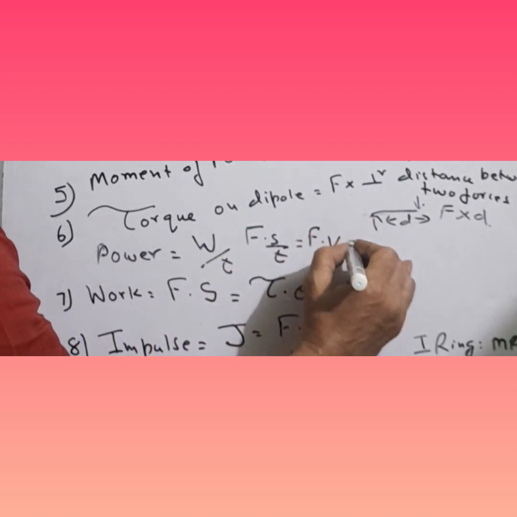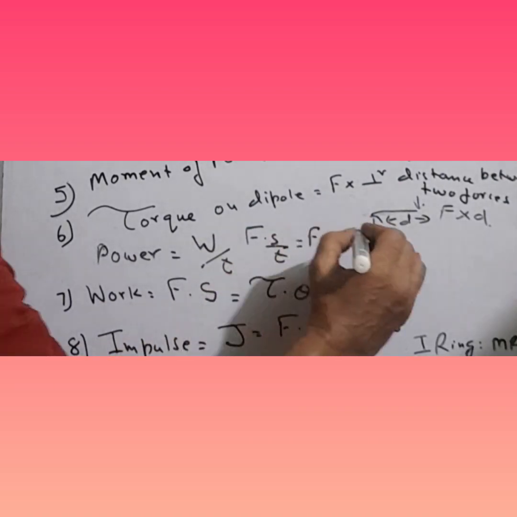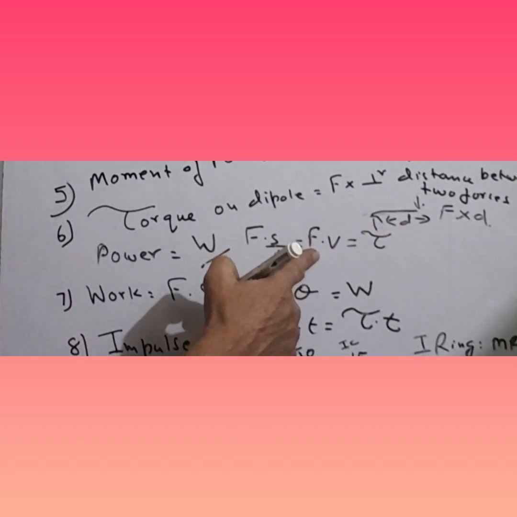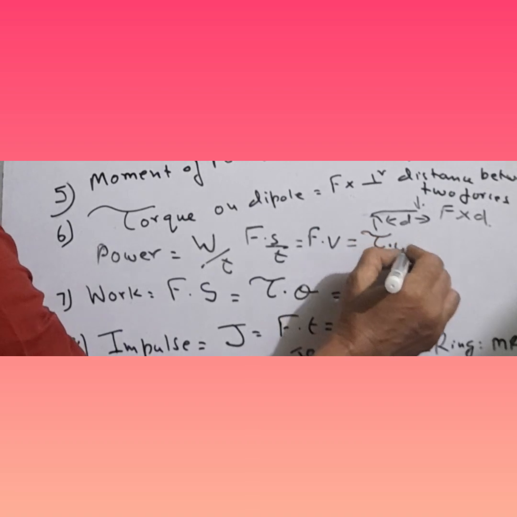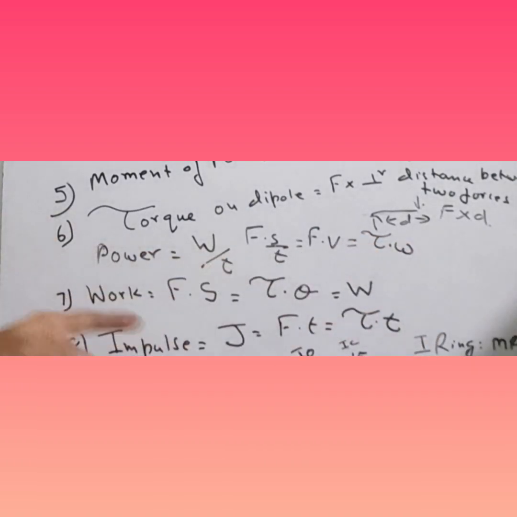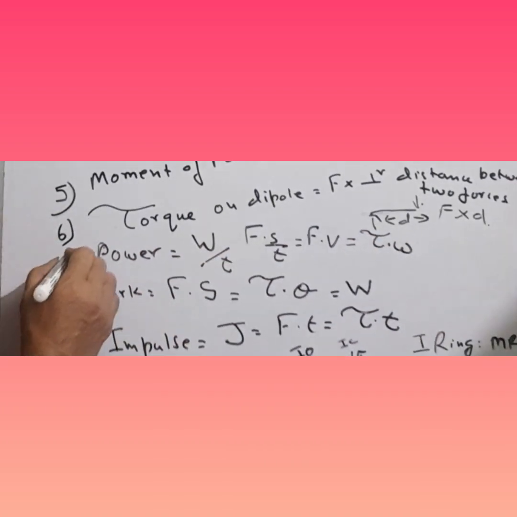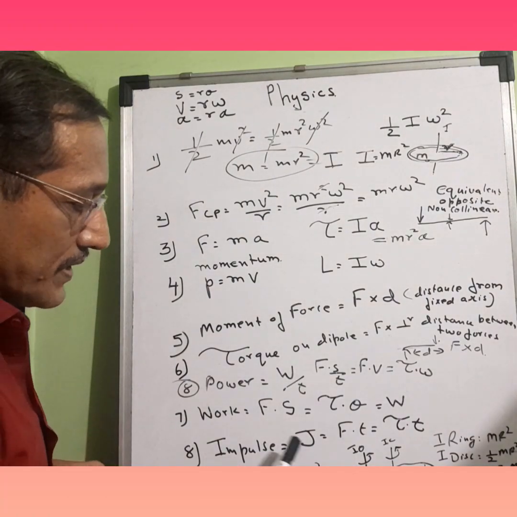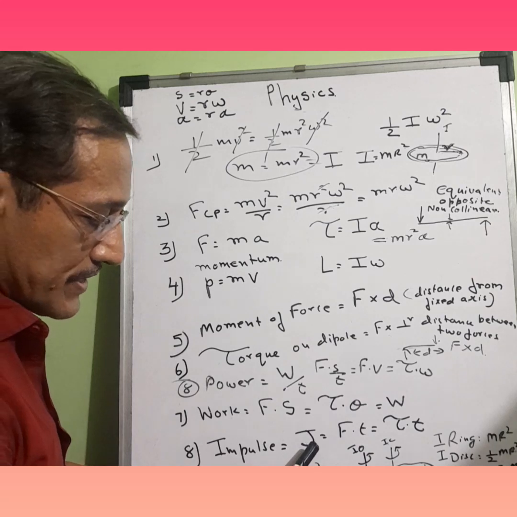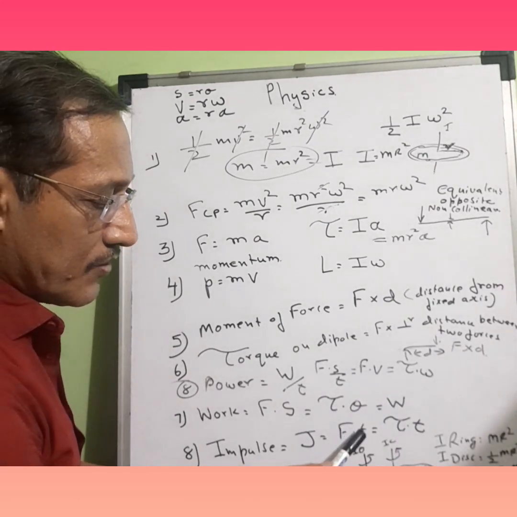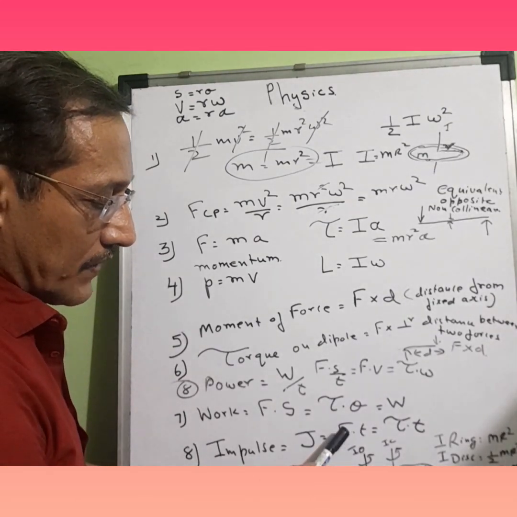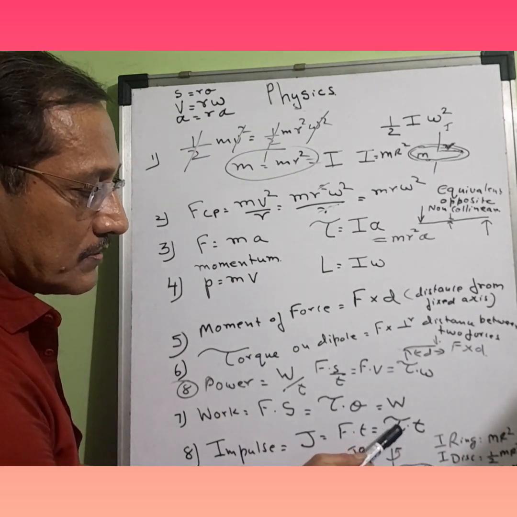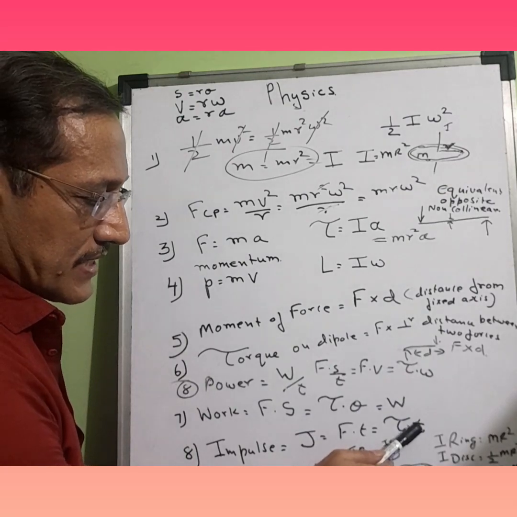Now if I write it in terms of rotational, I can write tau for F and omega for v. So this is what is for power, which you have got to keep in mind. So let me put this as 8. Now what finally remains is impulse. Impulse is denoted by the letter J, and it is F into T, force into time. In rotational, we can write tau into T, that is time.